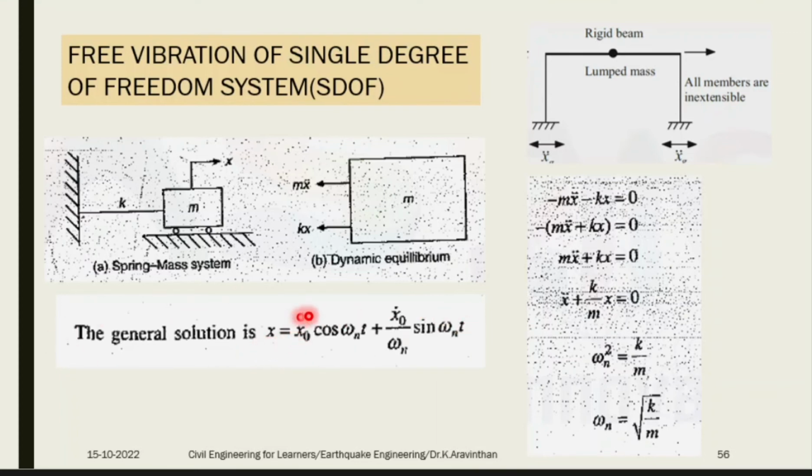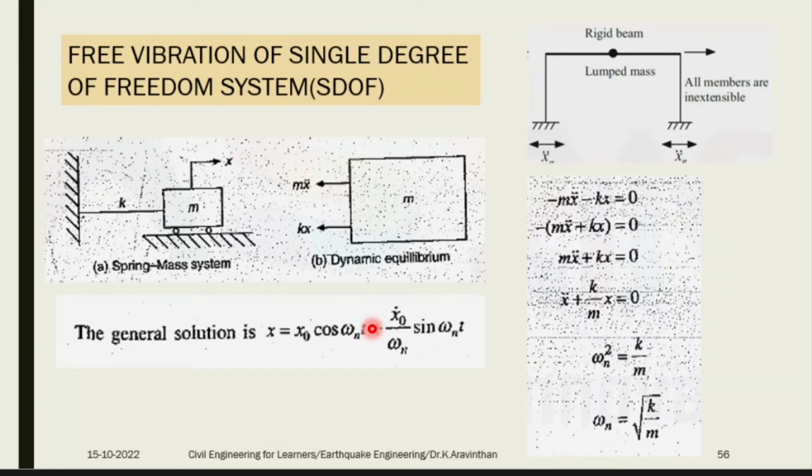x equal to x naught. What do you mean by x? x is displacement, x dot is velocity, and x double dot is acceleration. Now can you understand what this equation is? x is displacement, so displacement is equal to x naught, which is called initial displacement, into cos omega n t. How will you find omega n? Root of k by m. Into t, where t is called time.